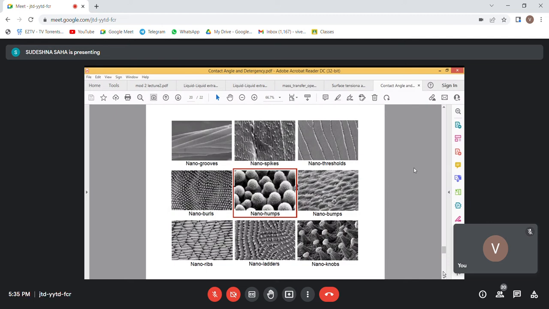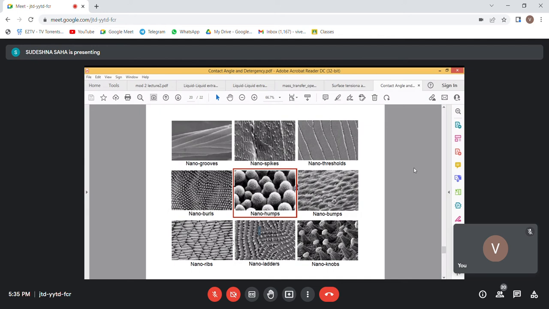So these are certain kinds of surface roughnesses which can be induced in the surfaces. Some names are nanogrooves, nanospikes, nanothresholds, nanohumps, which you can find in the lotus leaf, nanoburrs, nanoribs, nanoladders, nanobumps, nanonobs. These are the kinds of things you can find in the case of surface roughness.